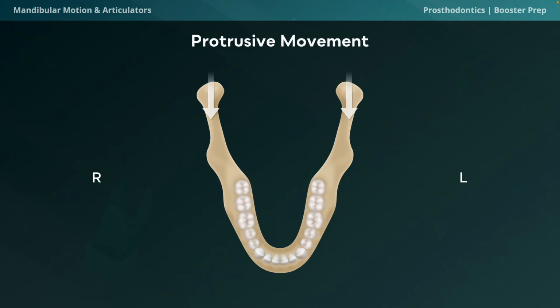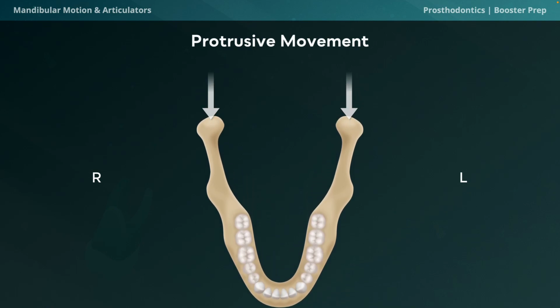The last movement we'll look at is the protrusive movement. Here, the whole mandible moves downwards and forwards, and so there's no working or non-working sides. Both condyles perform the same movement, so we don't have any special terms here.